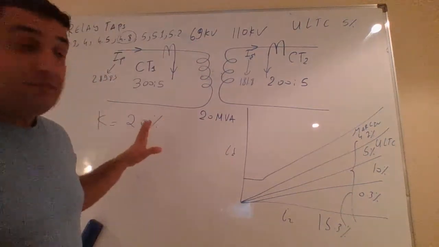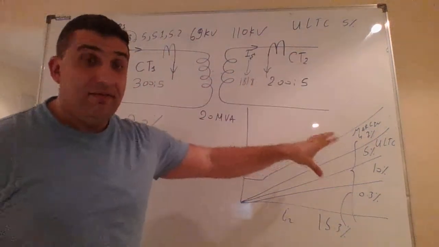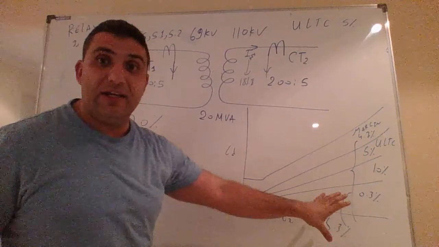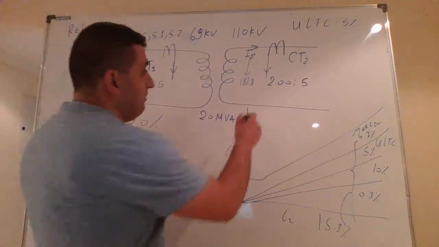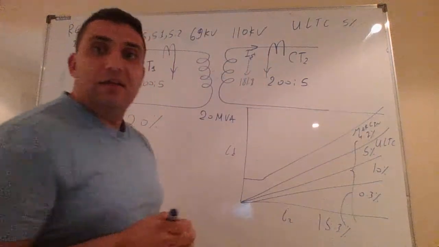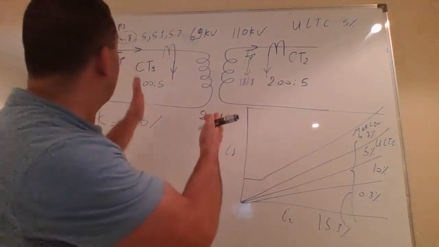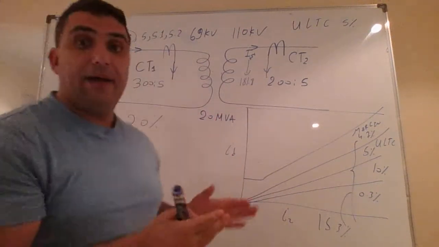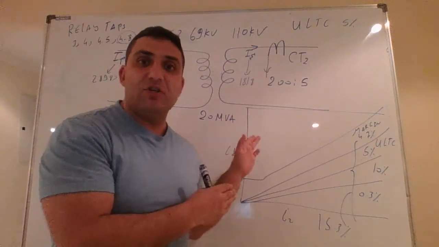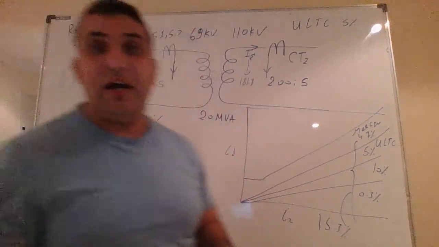Is that clear? How do I choose a CT? How do I calculate the error? And this now will be my trip zone. In the previous lecture, we discussed the element, what's the differential ID, what's IR, and so on.